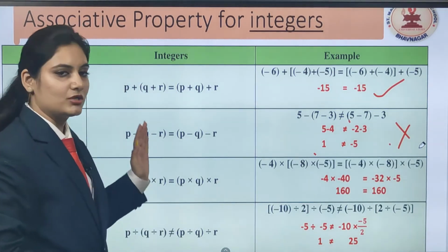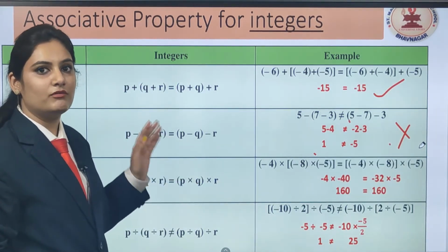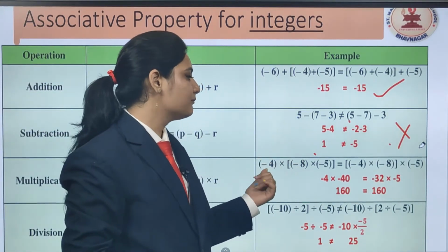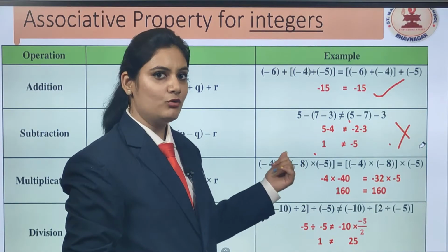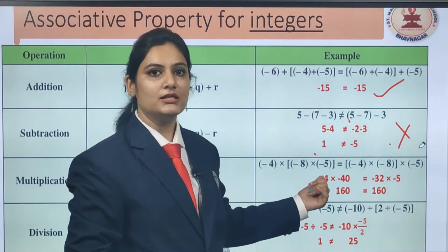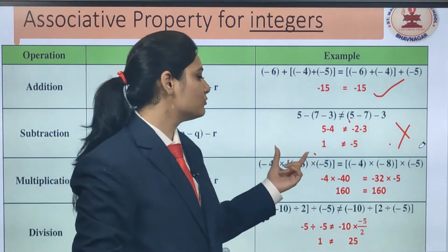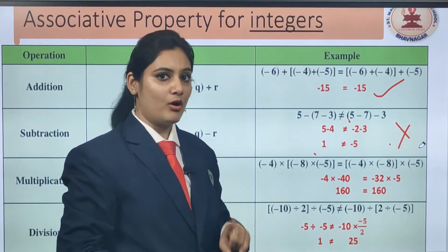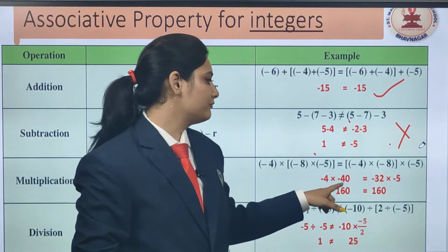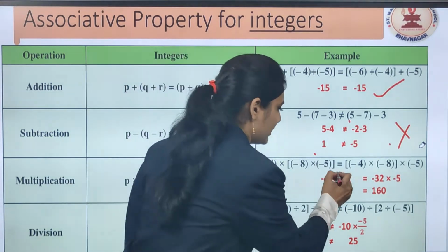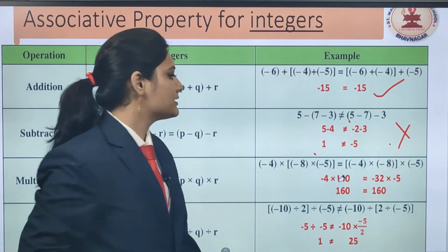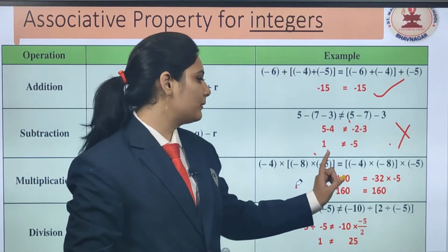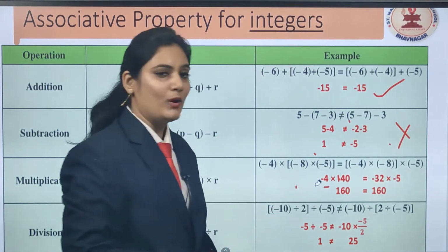Now multiplication. Instead of the addition and subtraction signs, we will keep the multiplication sign. Here we have taken P as minus 4, Q as minus 8, R as minus 5. First step is to solve this bracket. Minus 8 and minus 5, answer will be positive 40. And minus 4 into plus 40 is minus 160.